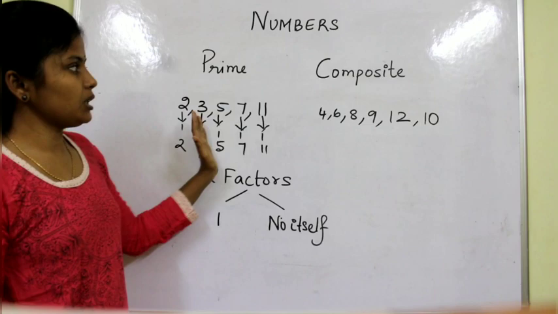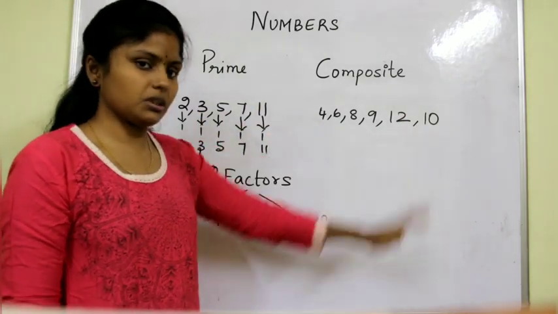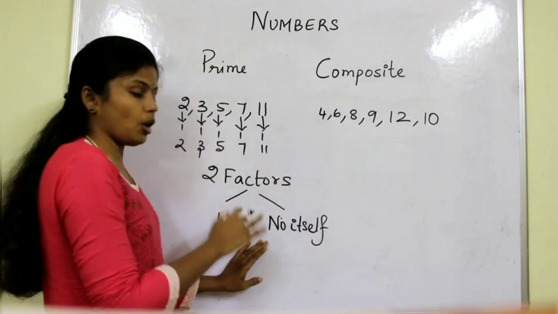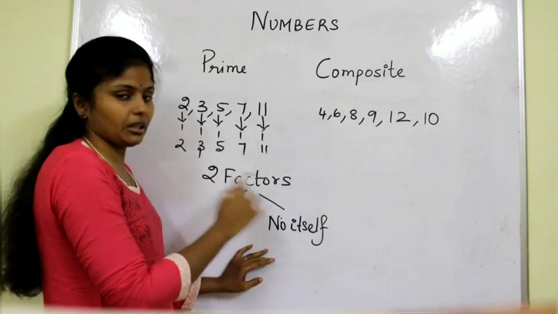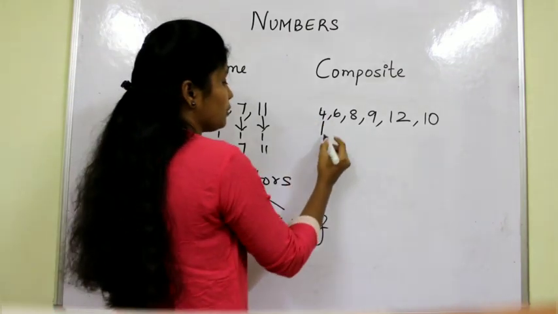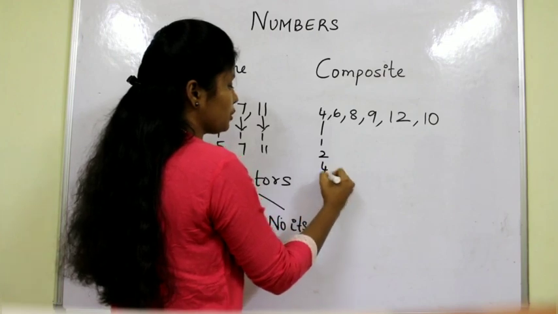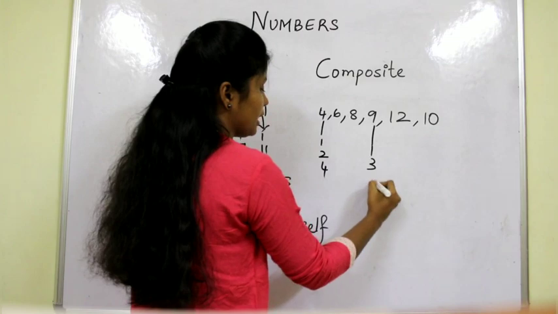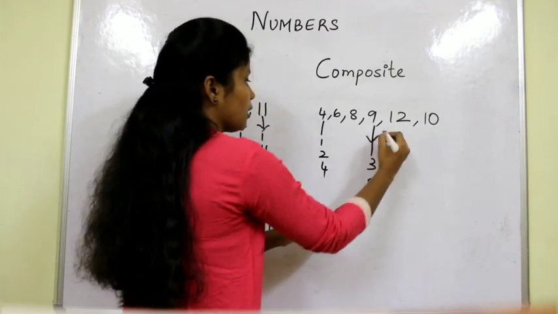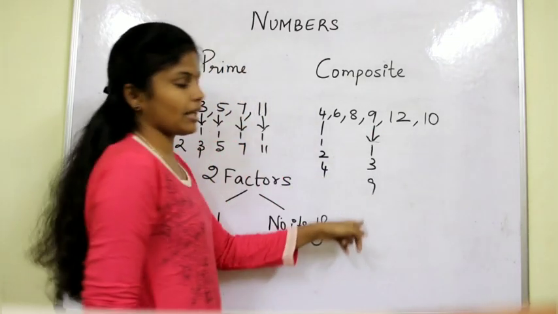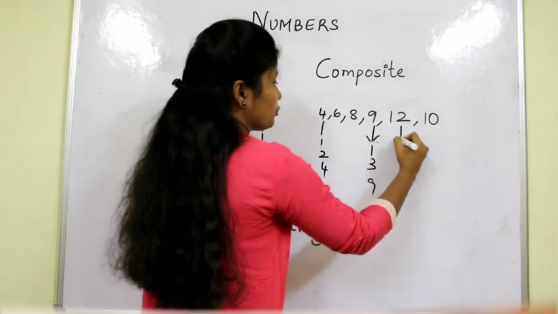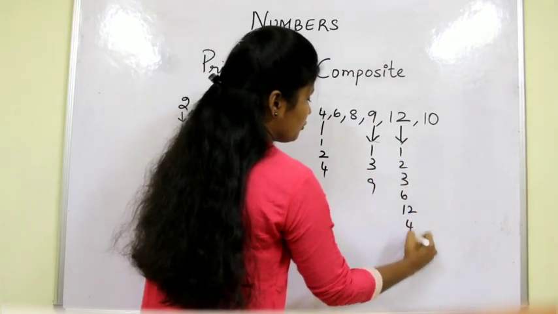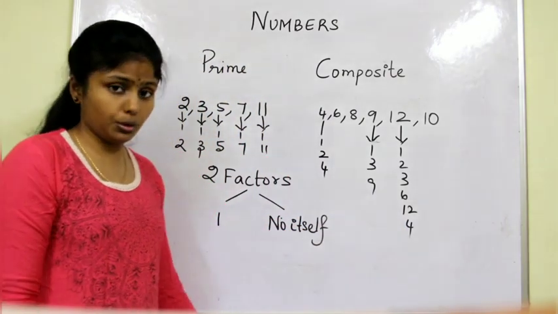Apart from all these numbers are your composite numbers. Yes, let's try to check whether these numbers are not coming under this particular definition. Factors of 4 are 1, 2, 4, which is more than 2. Factors of 9 are 1, 3, 9, which is again more than 2. Factors of 12 are 1, 2, 3, 4, 6, 12, which is again more than 2.